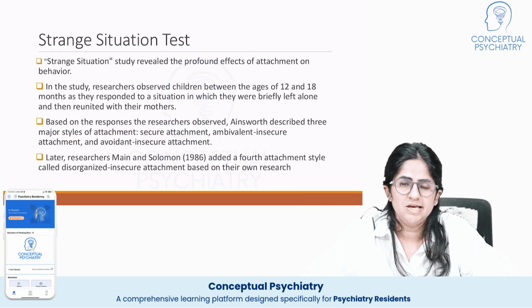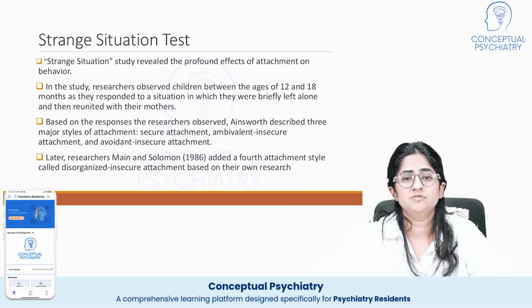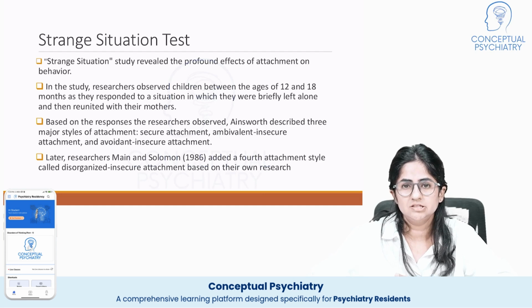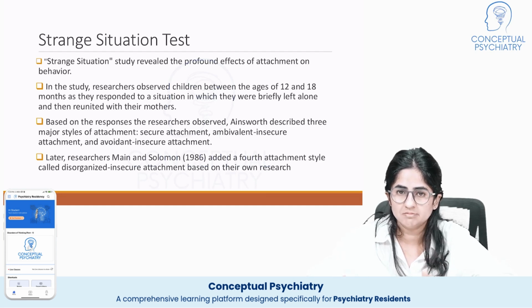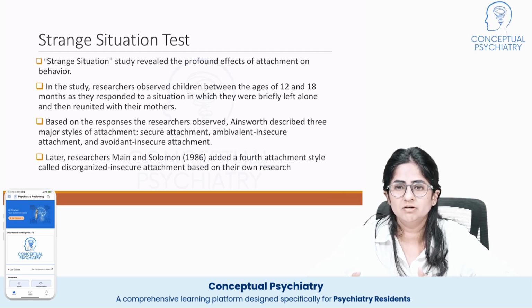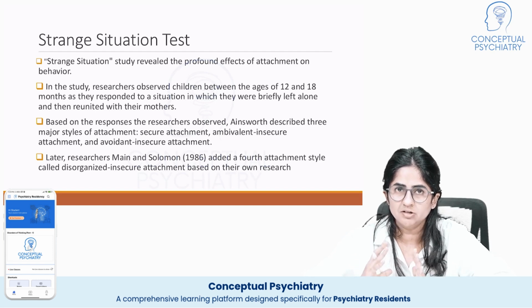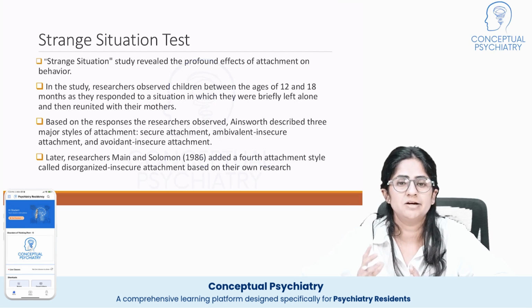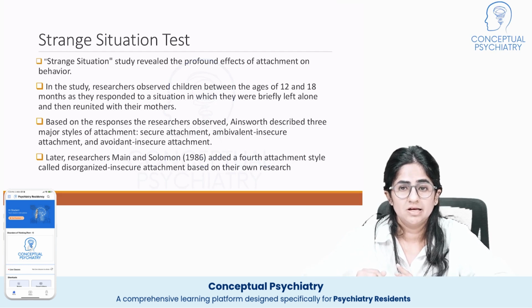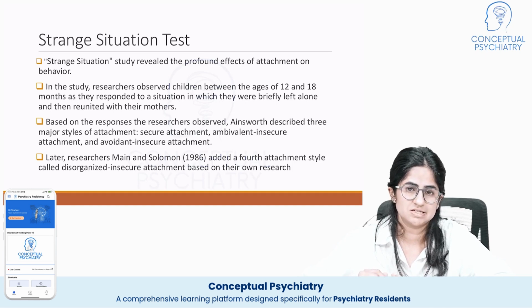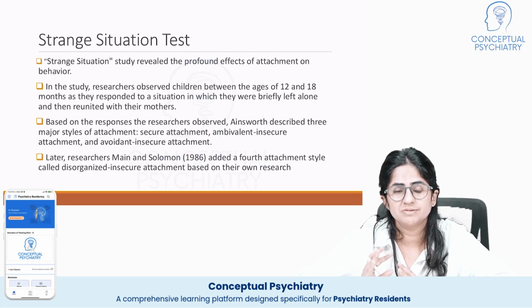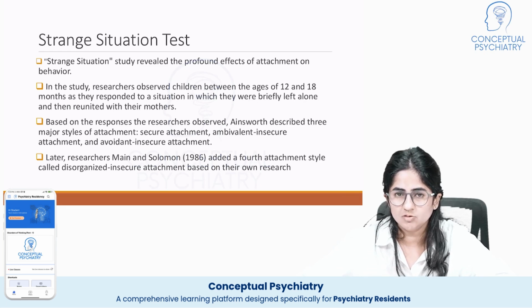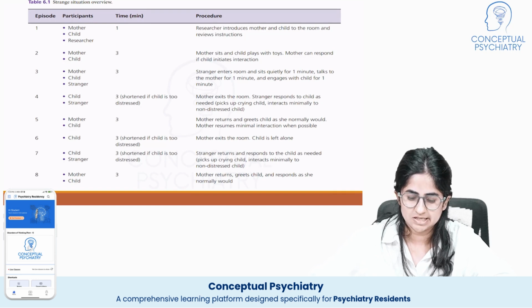Coming to the strange situation test, it's an interesting test because it revealed the profound effect of attachment on behavior. In this study, the children who were observed were between the ages of 12 to 18 months, and they were observed responding to a situation in which they were briefly left alone and then reunited with their mother. The point of this test was to see the responses and know what kind of attachment ends up happening, or whether we see a pattern in that. Ainsworth described three major styles of attachment based on this test: secure attachment, ambivalent insecure attachment, and avoidant insecure attachment, right? Later on, Main and Solomon added a fourth attachment style called disorganized insecure attachment based on their own independent research.